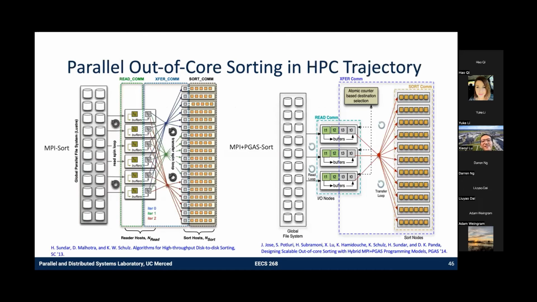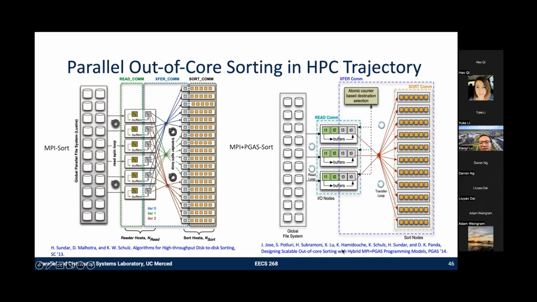Let me show two real solutions in the research community. Okay, this is from SC13. This was done by the University of Utah. They are trying to use MPI-based sort to load data from parallel file systems to some IO nodes and then use thousands of cores to sort terabytes of data. I remember at that time, in 2013, they used thousands of nodes, but they could only achieve 1.3 terabytes per minute. But today, I think the fastest record can reduce this time from minutes to several seconds.